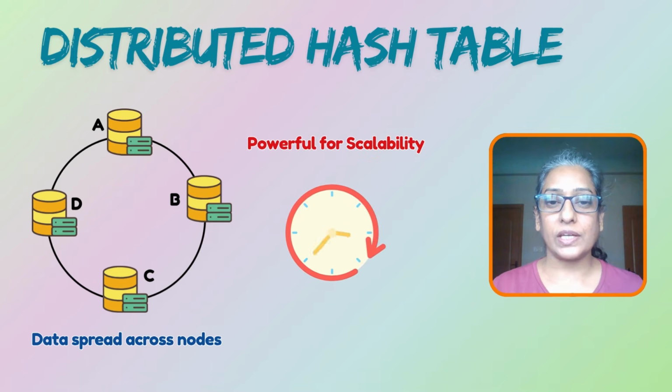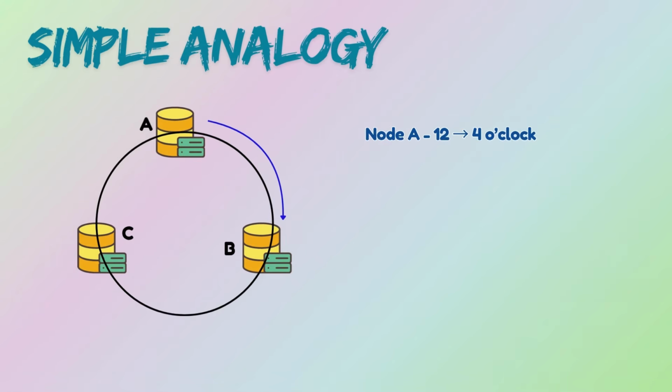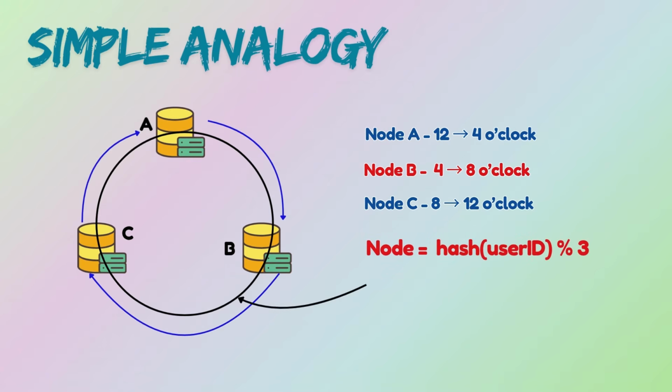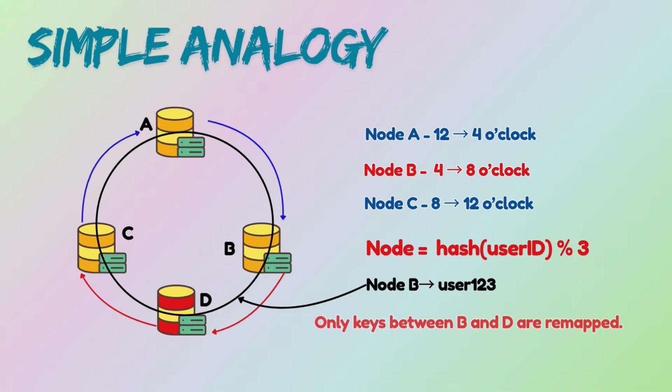Think of the hash ring as a clock. Node A covers from 12 to 4 o'clock. Node B covers 4 to 8 o'clock. Node C covers 8 to 12 o'clock. If the hash of user 123 lands at 5 o'clock, it belongs to node B. Now, suppose you add node D. It just takes a slice of the ring, and only a small number of keys move. The rest remain untouched. That's consistent hashing in action.